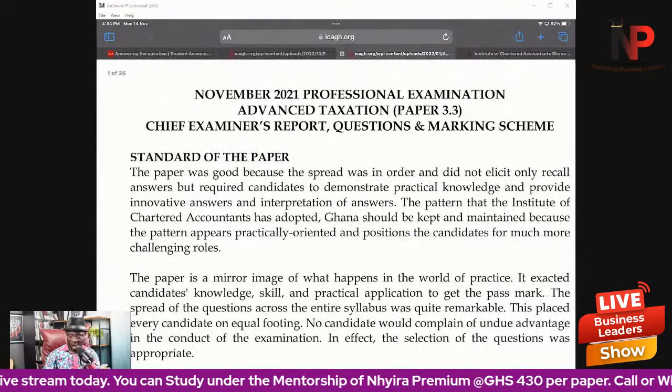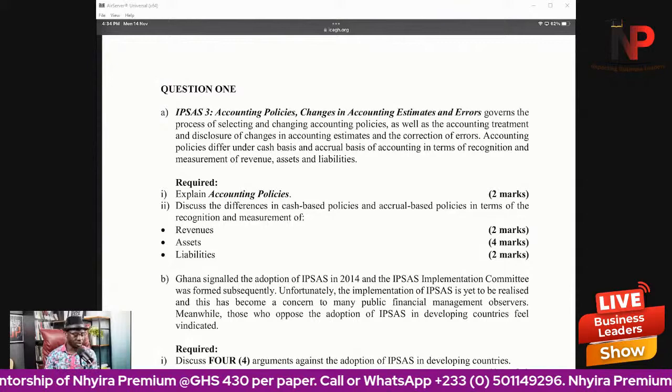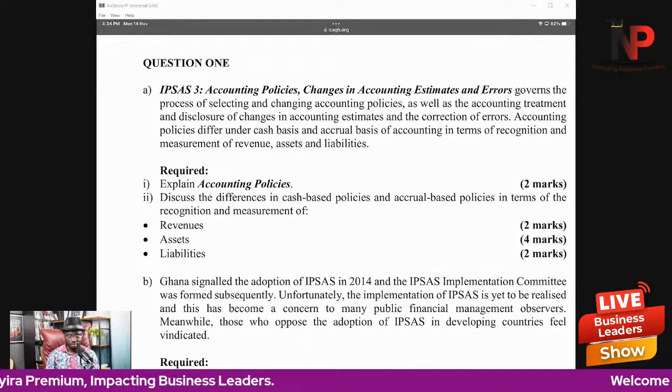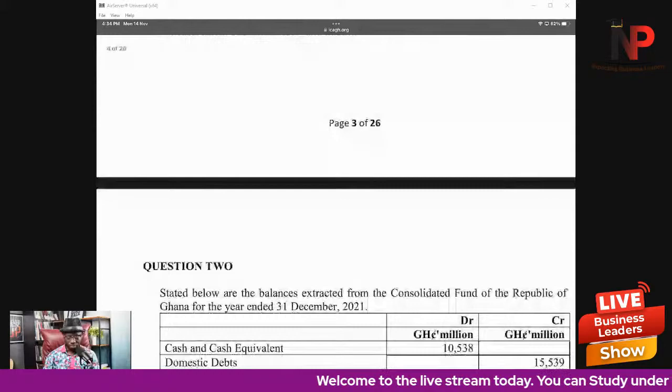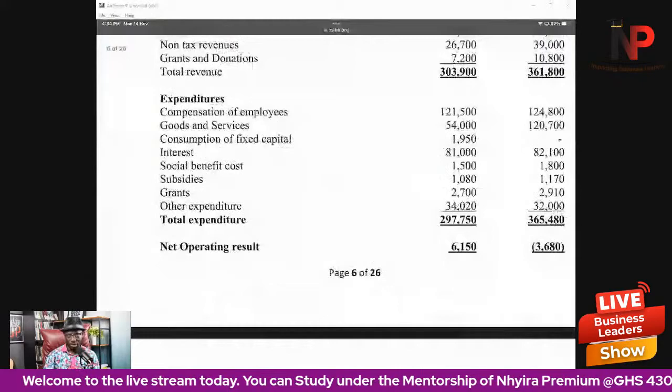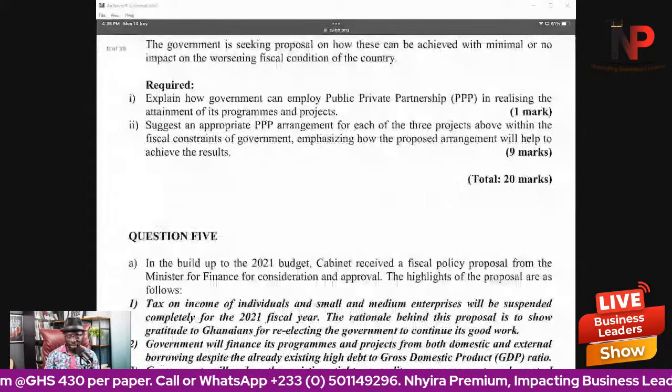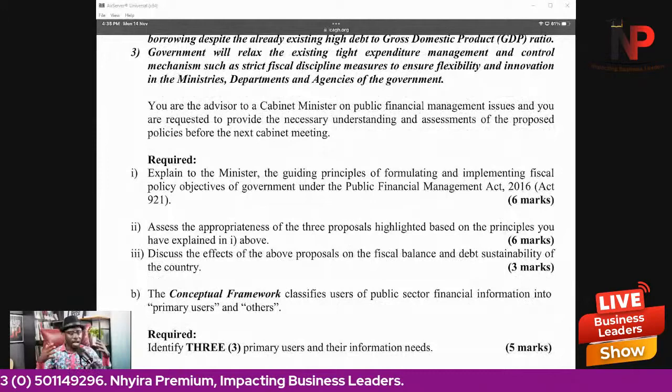It's advanced taxation. Okay, so look at what we have here. For instance, this is public sector accounting and finance. So look at the verbs that the examiner is using here. You could see explain, discuss, then discuss, recommend. Okay, now you scroll down. This is a computation aspect without a problem. Then you see discuss. Scroll down, it says explain. You see it says explain, suggests. Okay, then you see explain, assess, discuss. These are all verbs that the examiner is going to be using in the exam hall.